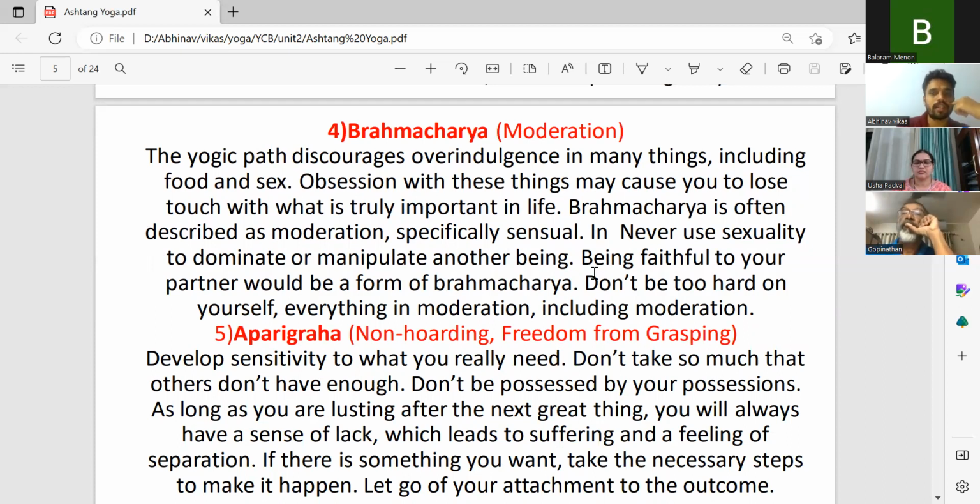This is a very important line, which I like the most. Being faithful. Brahmacharya means being honest, transparent, faithful to your partner. Don't be too hard on yourself. Everything in moderation. What he is saying is, what is brahmacharya? Being faithful to your partner. If being single were brahmacharya, then we would not mention the partner.